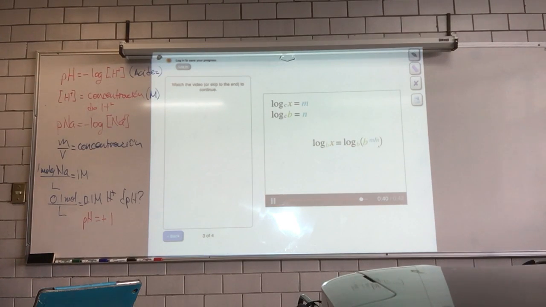How can we simplify the right-hand side of this expression?